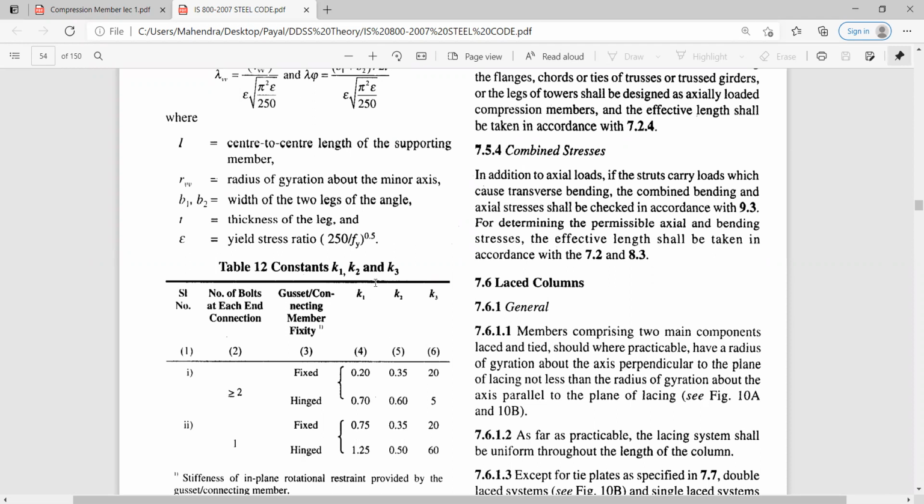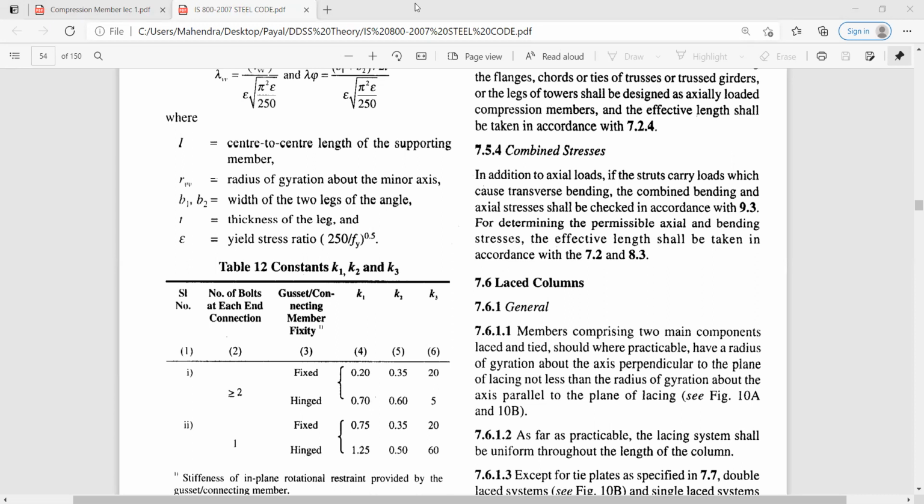Then K1, K2, K3. Now what are K1, K2, K3? K1, K2, K3 are nothing but constants. If the connecting member of your gusset plate is fixed, then you have particular values for the constants K1, K2, K3. That means you have the values 0.2, 0.35 and 20 if the member is fixed. And if the member is hinged, you have different values, that is 0.7, 0.6 and 5.